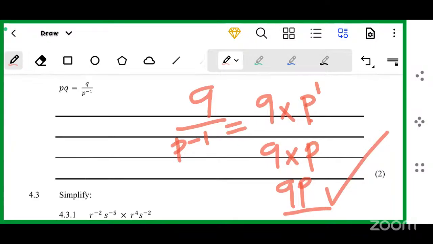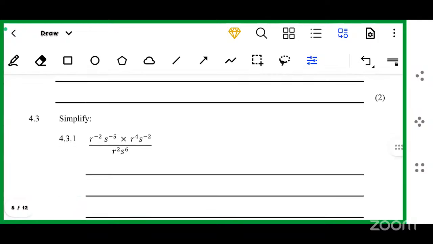Followed? Okay, ma'am. Perfect. So simplify the following. We have r to the power of negative 2, s to the power of negative 5 multiplied by, and so on. Do you think you can try that one out before we... Okay, ma'am.